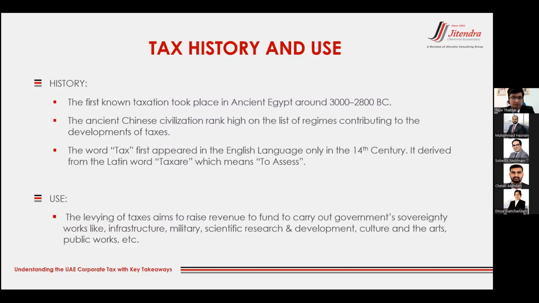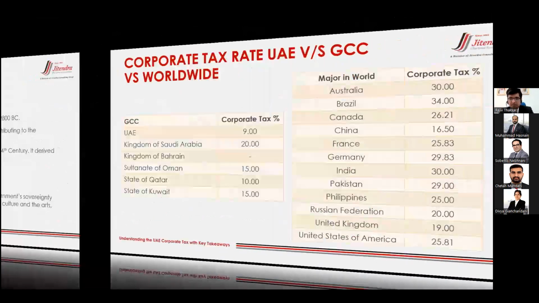Now we might have one question: why is the government collecting taxes? It is simple. The government will invest whatever taxes they are collecting from the public in general for their sovereign works like infrastructure, military, research and development, scientific, culture, and other public works.